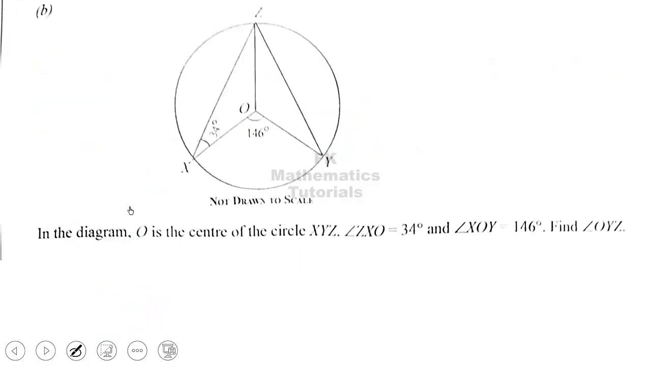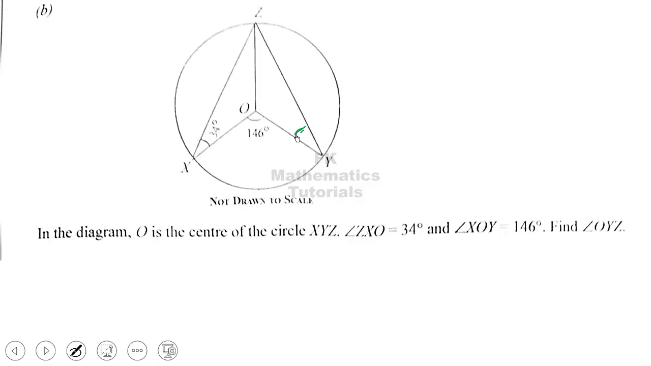Now let's look at the B part. In the diagram, O is the center of the circle XYZ. Angle ZXO is 34 degrees and angle XOY is 146 degrees. Find angle OYZ. This angle here is what we are looking for.